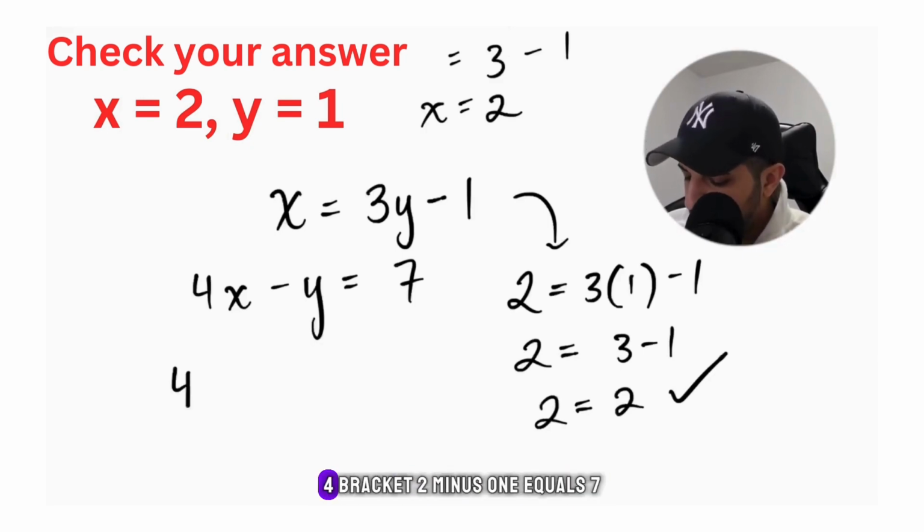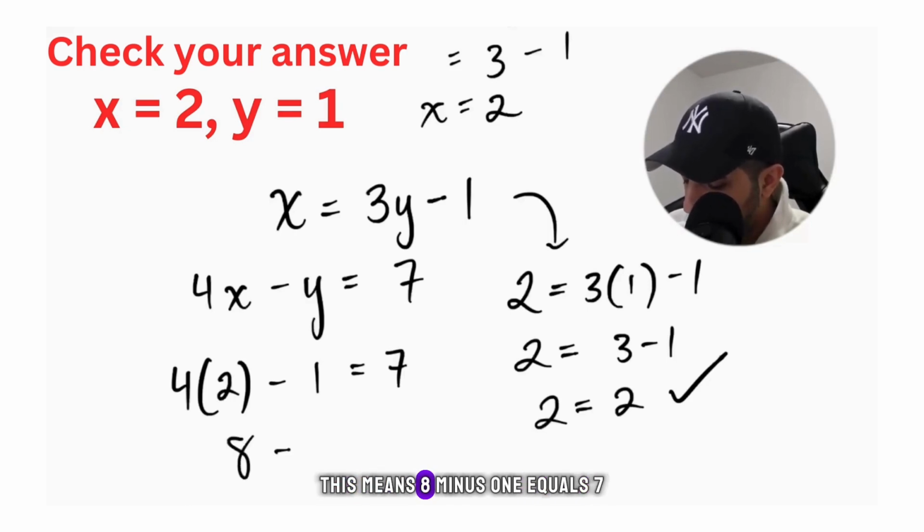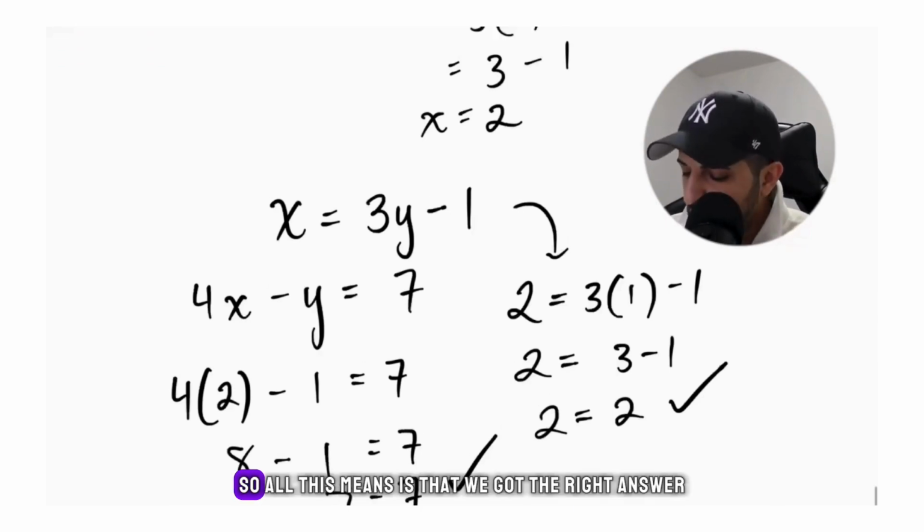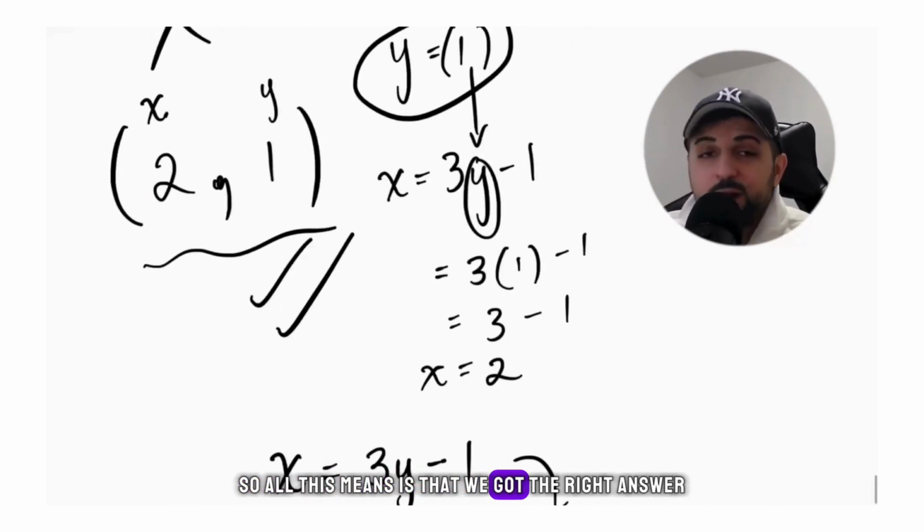Let's do it here as well. 4 bracket 2 minus 1 equals 7. This means 8 minus 1 equals 7, which is totally true. 7 equals 7. So all this means is that we got the right answer.